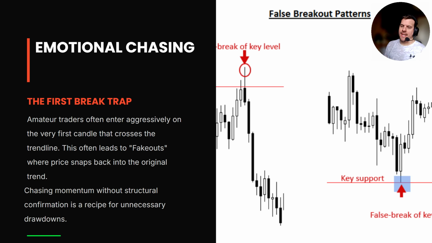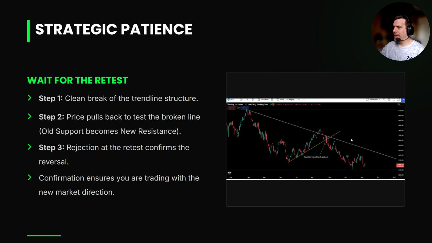You cannot just get in as soon as it breaks, because a lot of the times it could be a fake out. This often leads to fake outs when price snaps back to the original trend. Chasing momentum without structure confirmation is a recipe for unnecessary drawdown. See that right there? This could be even a good example of that. It could break out and then it could come right back in. Same with that previous example that I shared.